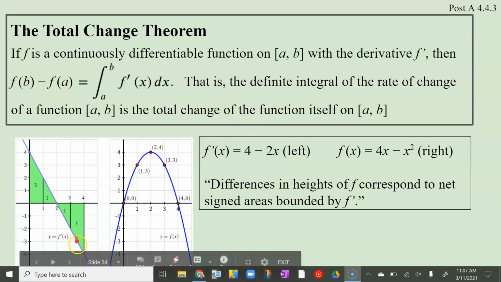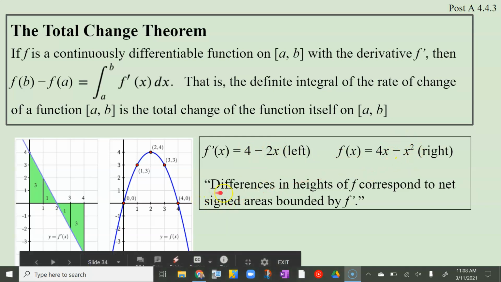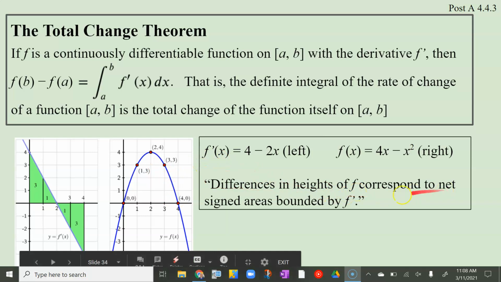On the left, we have f prime of x. On the right, we have f of x. So this should make sense that f of x is a quadratic, so f prime is going to be 1 degree less, so it's linear. The f prime of x is a linear function, 4 minus 2x, and f of x is 4x minus x squared. What this says is that the differences in heights of f correspond to the net signed areas bounded by f prime. In other words, let's take the interval from 0 to 1.